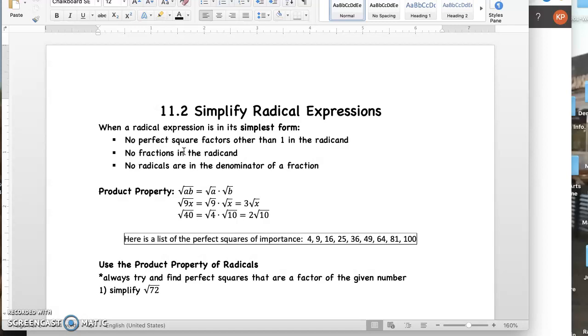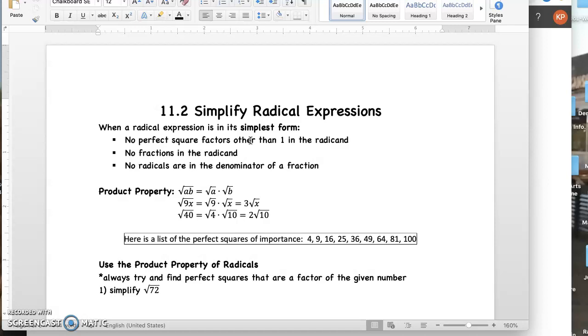Now, when we're talking about all of these radical expressions, we're talking about the square roots of different numbers. One thing we need to know before we simplify them is that there can be no perfect square factors other than one within the radicand. Radicand is just talking about that symbol. There can be no fractions, and there can also be no radicals in the denominator of a fraction. We'll address those as they come throughout the lessons.